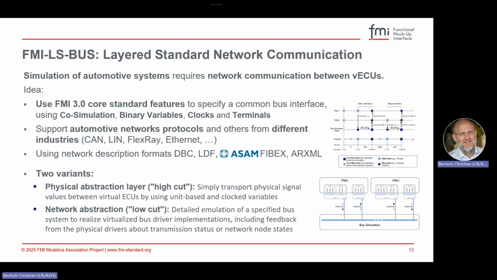There are 2 abstraction layers. One is the high cut, which is more abstract and more or less exposes individual signals. And the other is the low cut, where you have more the complete frames, for example, for such a CAN message. If you're more interested in this, there's a talk tomorrow in the session for layered standards, where we will explain this in more detail.